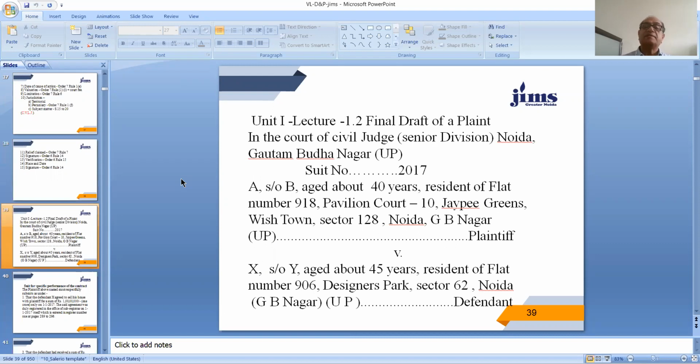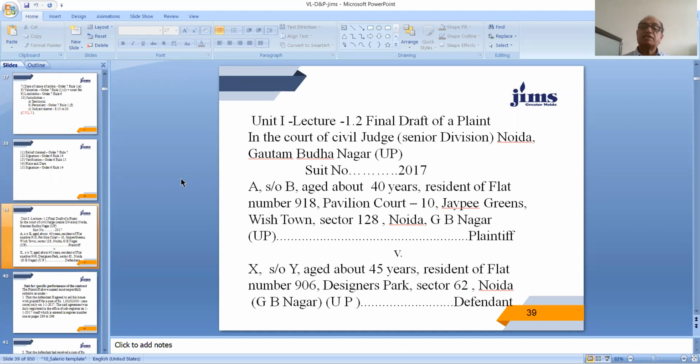So here is the final draft of the plaint before you, and the facts of the case we have already understood: this is a dispute between the builder and the purchaser. The builder is not executing the sale deed, and the purchaser has already paid a sum of rupees 10 lakh in advance.